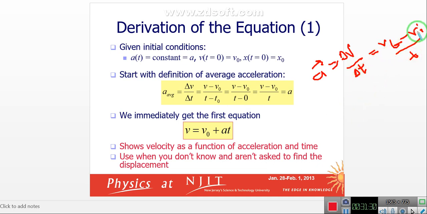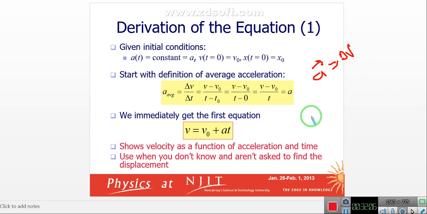So initially, let's see, vi is equal to 0. We are saying vi is equal to 0 first, but we are not going to say that vi is equal to 0, because we need to find a complete equation. So vf minus vi divided by t minus t naught. So t naught is equal to 0. So it will be your a. So vf is equal to vi plus at. This is your first equation of motion.